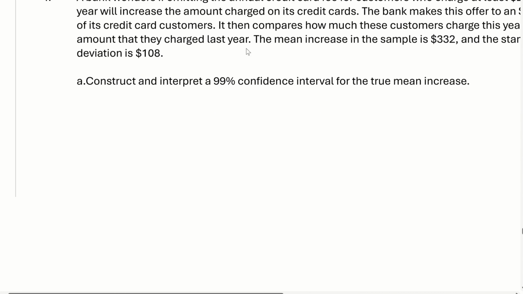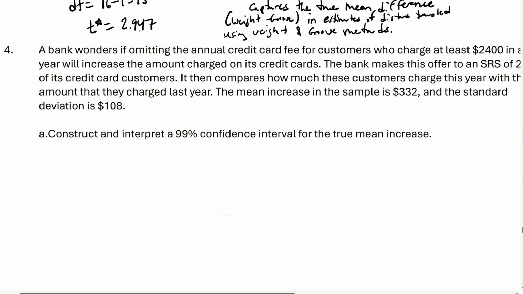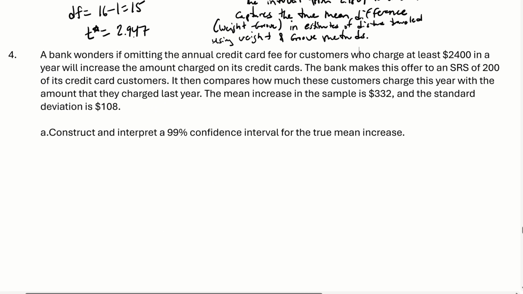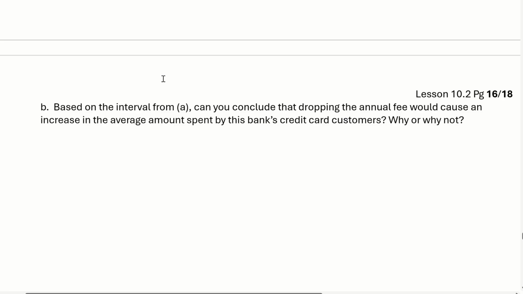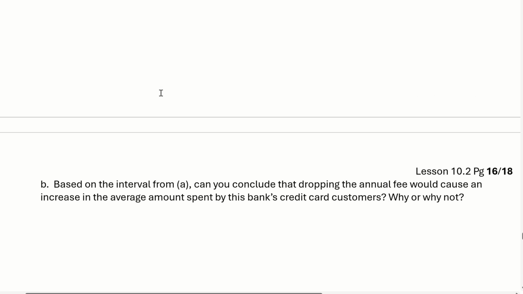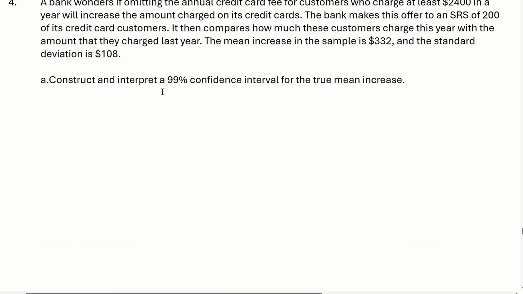So let's look at number 4. A bank wonders if omitting the annual credit card fee for customers who charge at least $2,400 in a year will increase the amount charged on its credit cards. The bank makes this offer to an SRS of 200 of its credit card customers. It then compares how much these customers charged this year with the amount that they charged last year. The mean increase in the sample is $332 and the standard deviation is 108. Construct and interpret a 99% confidence interval. All right, so let's do that first.